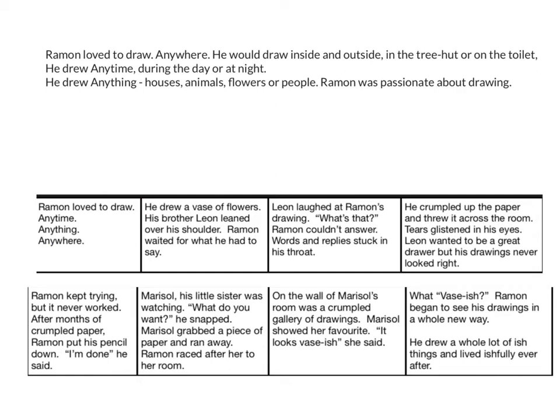Okay, so I have taken the ideas from here and used them to write my first introductory paragraph. And you can see that I've added in some more details as well, because I've said Raymond loved to draw anywhere. And now I've extended on that anywhere. I've given some examples. He would draw inside and outside, in the tree hut or on the toilet. He drew any time, and now I'm extending on that idea. During the day or at night.